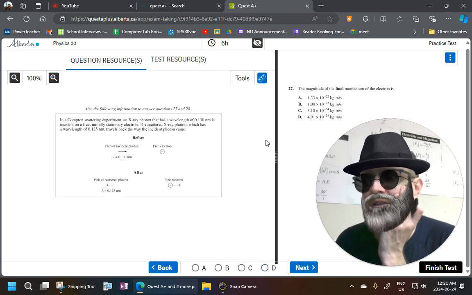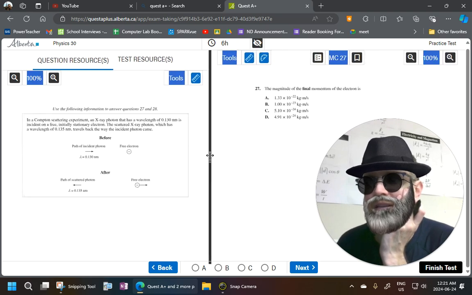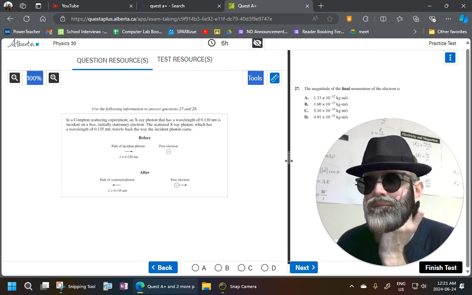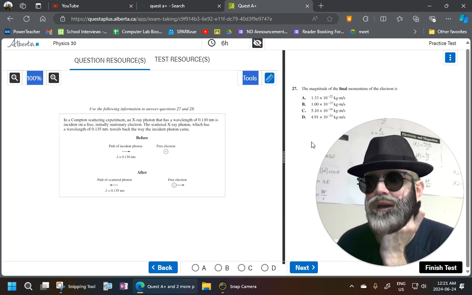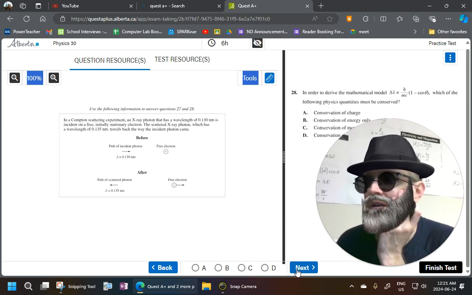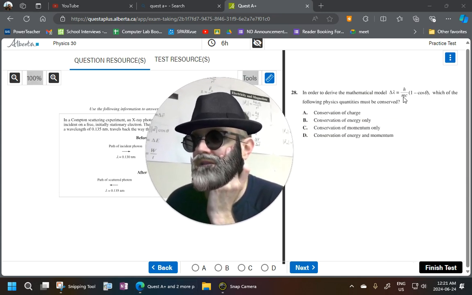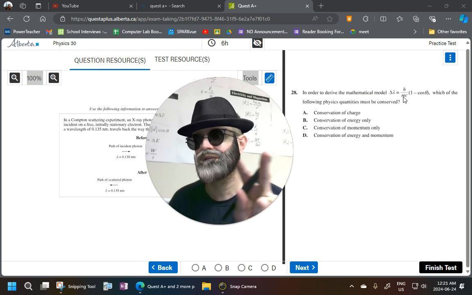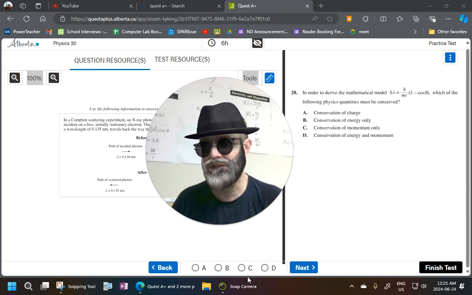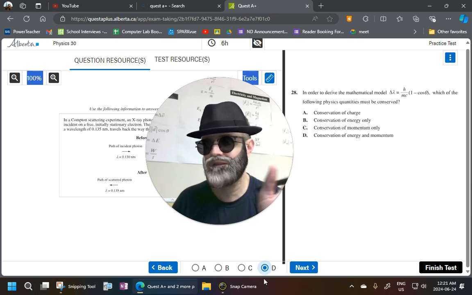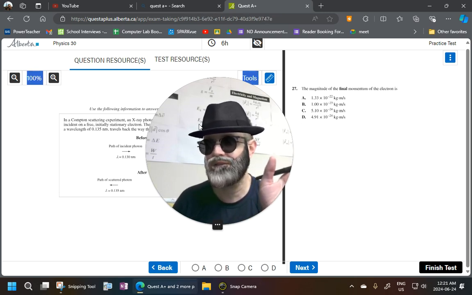All right, so we got this Compton scattering effect here where this thing bounces straight back, and they're trying to find that final momentum. They give us a choice here. What's the next question? Oh, this one's an easy one, right? Remember, Compton used two things, conservation of energy and momentum. To make this formula work, he's got to do both. So that's an easy one. I'm just going to skip that one.